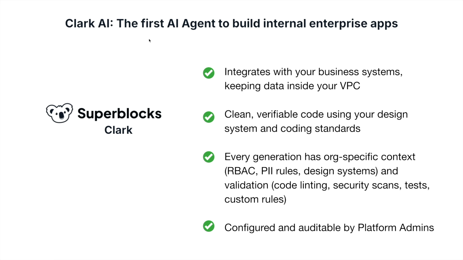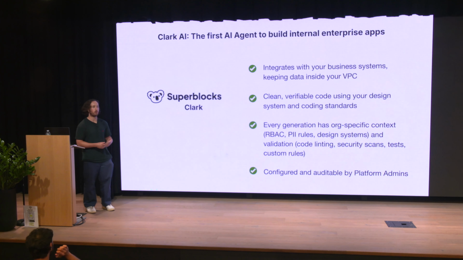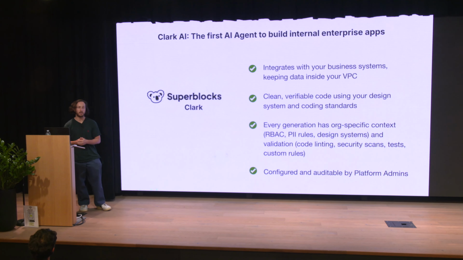And so what we have at Superblocks is Clark, who's the first AI agent to build internal enterprise apps. So Clark generates applications on the Superblocks platform, which means that all of the apps that Clark generates are on those rails, unlike ungoverned code that vibe coding tools may spit out. So this integrates with your business systems, keeps data inside of your VPC. The code is clean, verifiable using your design system and coding standards.